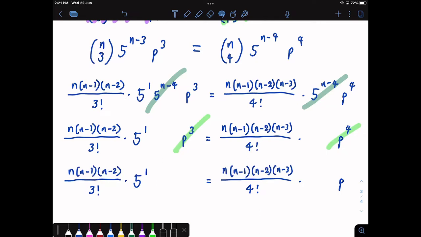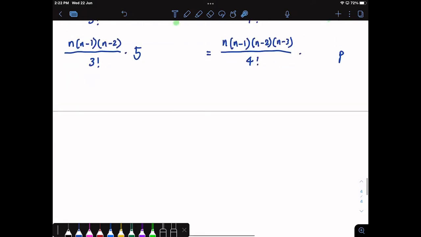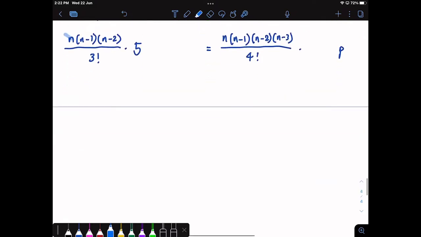So now this one, you get simplified form already. 5 power 1. Of course, you don't need to write the power 1. I'm just writing it for emphasis, to remind you 1 plus n minus 4 gives you n minus 3. Always pick the smaller one. Then anything else to cancel? You see n here? Divide by n on both sides. They will cancel off. N minus 1 also cancels off. N minus 2 also cancels off.